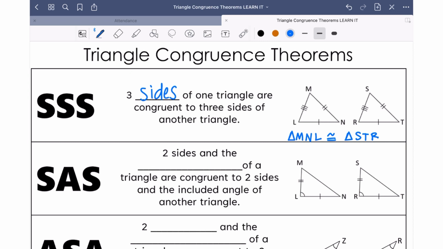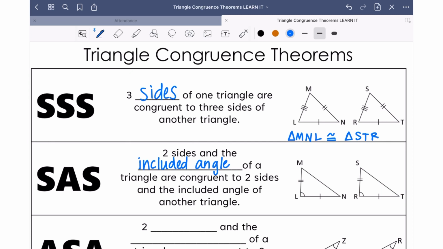The next one is SAS, which is side angle side. It says that 2 sides and the included angle. Another way you can think of included is like in between. So this included angle is in between the 2 sides, and 2 sides and an included angle of another triangle. If you have that and they're corresponding and congruent, then those 2 triangles are congruent.